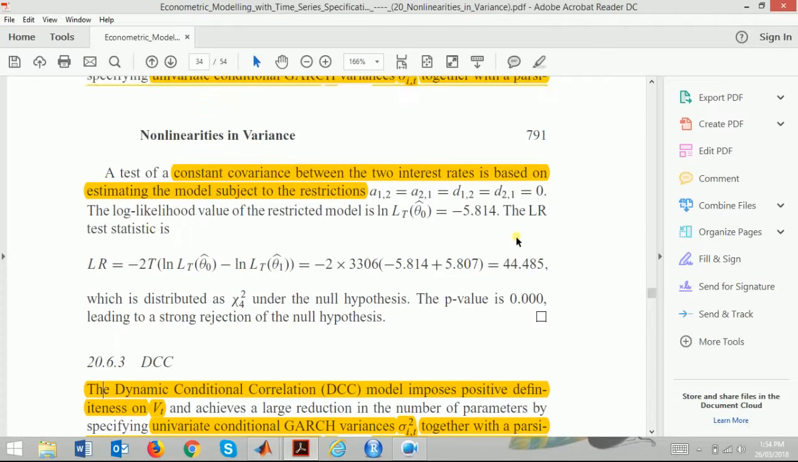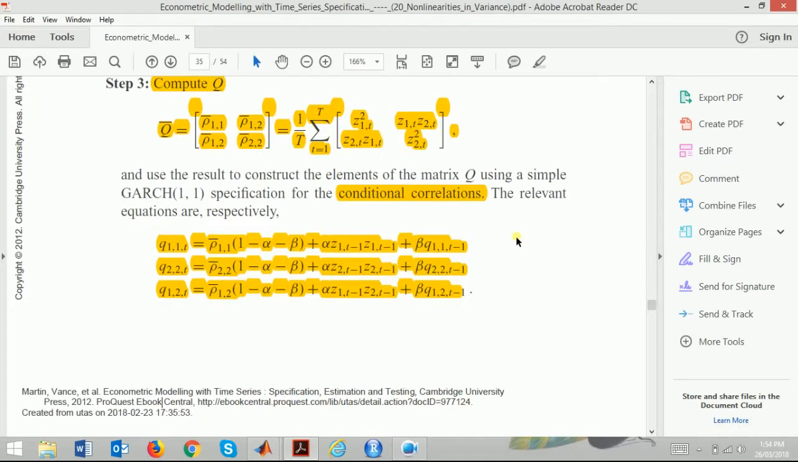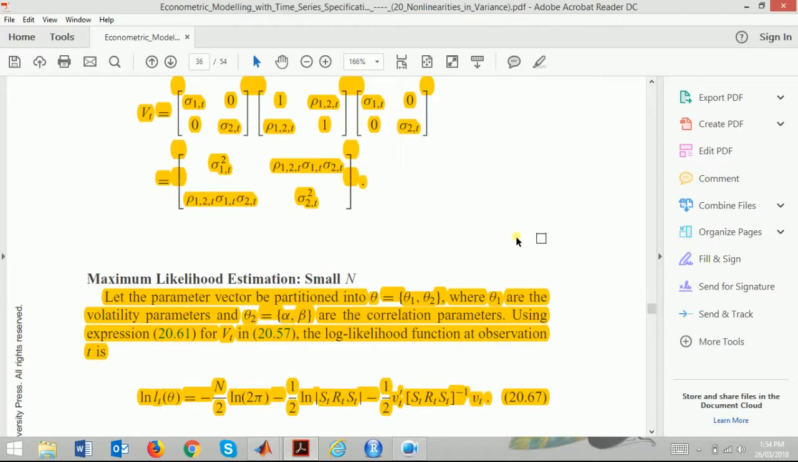Where is our mu? I'm trying to find some answers from here.